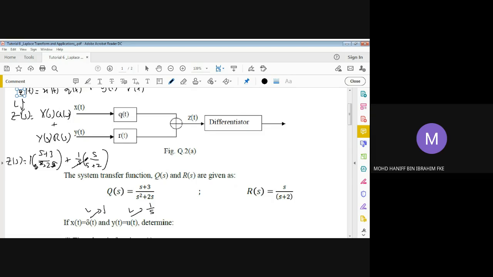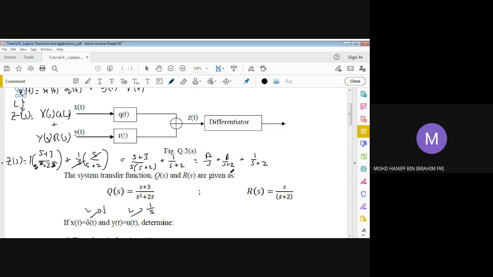So the s can be cancelled out, and we are going to have (s + 3) divided by s times (s + 2), plus 1 over (s + 2). You need to do the partial fraction for this term. We are going to have A over s plus B over (s + 2), plus 1 over (s + 2).